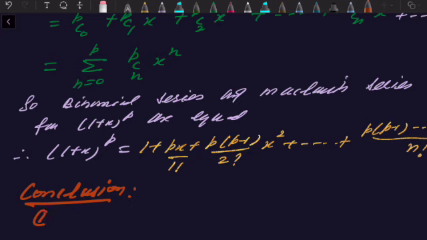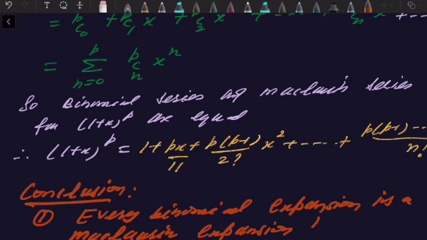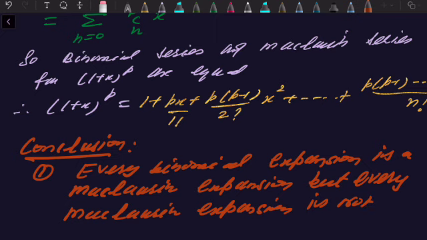So we can conclude every binomial expansion is a Maclaurin series, is a Maclaurin expansion, but every Maclaurin is not the binomial.